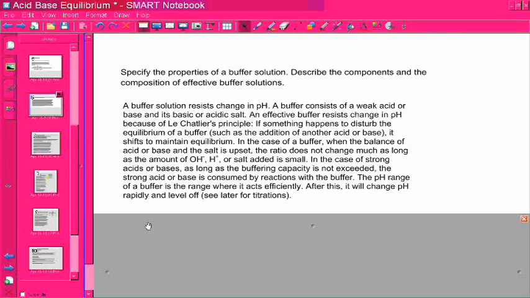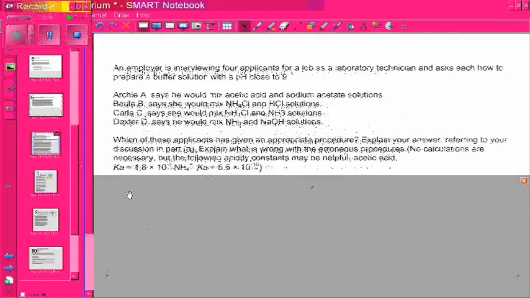So basically, this is a spew-out information question that asks for a detailed definition of a buffer. The other questions will build off of this. This is an application of the definition of a buffer. You need to determine which of these makes a buffer and which has a pH close to 9. A pH close to 9 implies a base, so this is a basic buffer.